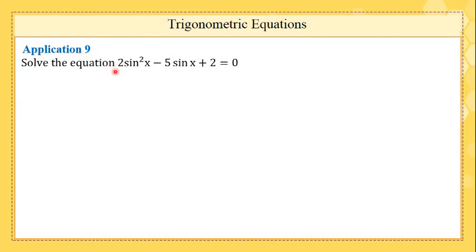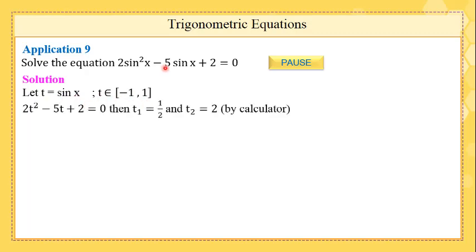Now application 9, solve the equation 2 sine squared x minus 5 sine x plus 2 equals 0. It's like a second degree equation, but here we have sine x, not x. Pause the video, try to solve it. You have to make a change of variable. Let t equals sine x and t belongs to [-1, 1]. The equation becomes 2t squared minus 5t plus 2 equals 0. By calculator it has two solutions, t1 equals 1 over 2 and t2 equals 2.